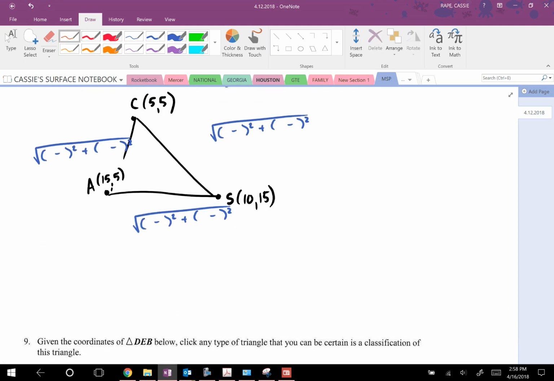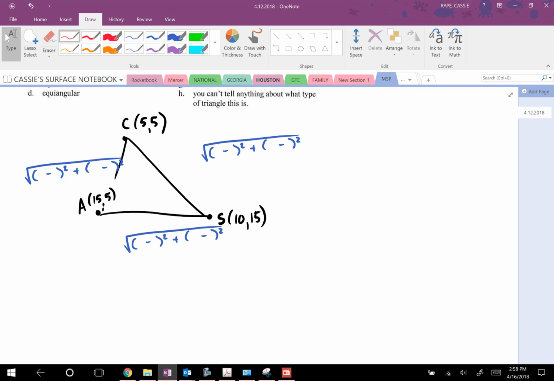So anyway, I'm going to do my x's, 5 minus 10 and 5 minus 15. 5 minus 10 is negative 5, which when quantity is squared is 25. And 5 minus 15 is negative 10, which when you square that is 100. And so that ends up being the square root of 125.